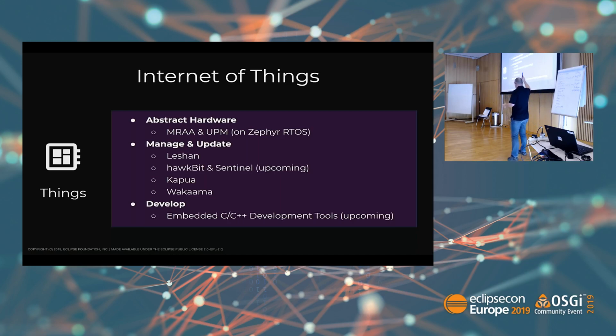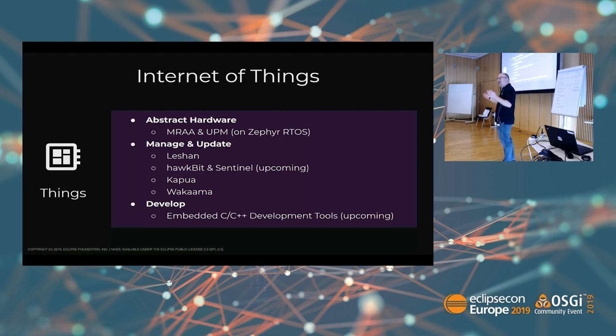And then manage and update those devices. Okay, we've got several projects there. Leshen, Hogbit from Bosch, and Sentinel, which is a newly announced project that will be a Hogbit client for various platforms. Kapua, Wakama, all of those projects cover your angles to manage and update those devices in a variety of ways. So some of them, like Kapua, are really a centralized system running on the cloud in Java. And then Wakama is a C client you integrate to your code. So there are variations there.